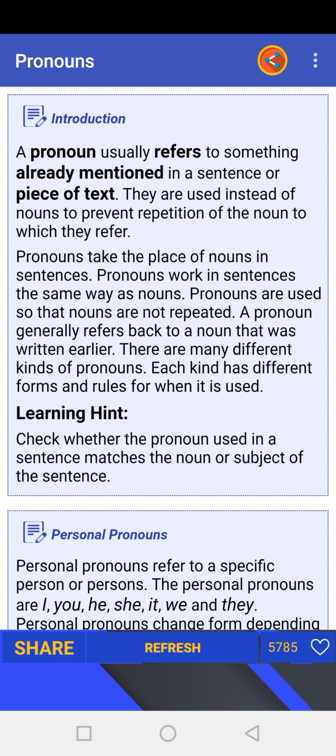Pronouns work in sentences the same way as nouns. So we don't have any difference of meaning if we use pronouns in place of nouns. Pronouns are used so that nouns are not repeated. A pronoun generally refers back to a noun that was written earlier. There are many different kinds of pronouns. Each kind has different forms and rules for when it is used.